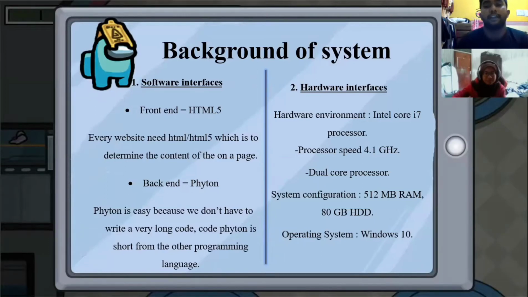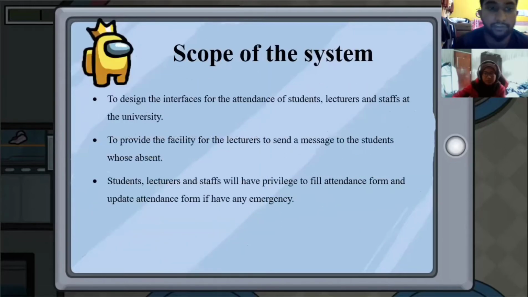So we go to the hardware interfaces. First of all, we talk about the hardware environment, where we use an Intel Core i7 processor. The advantage is it has a processor speed of 4.1 GHz dual core processor, and its system configuration is 512 MB RAM, 80 GB hard disk, and the operating system we use is Windows 10.